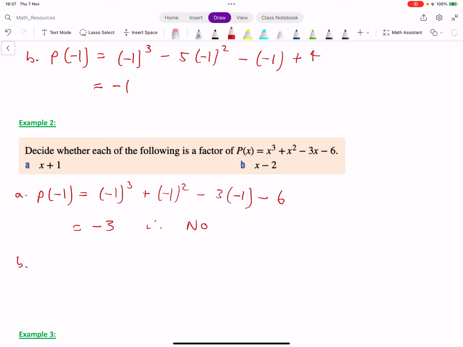Okay, let's have a go. We're going to substitute in 2 this time. So p of 2 is 2 cubed plus 2 squared minus 3 times 2 minus 6. That does get me 0, so therefore, yes, it is. That means when you polynomial divide x cubed plus x squared minus 3x minus 6 by x minus 2, the remainder will be 0.